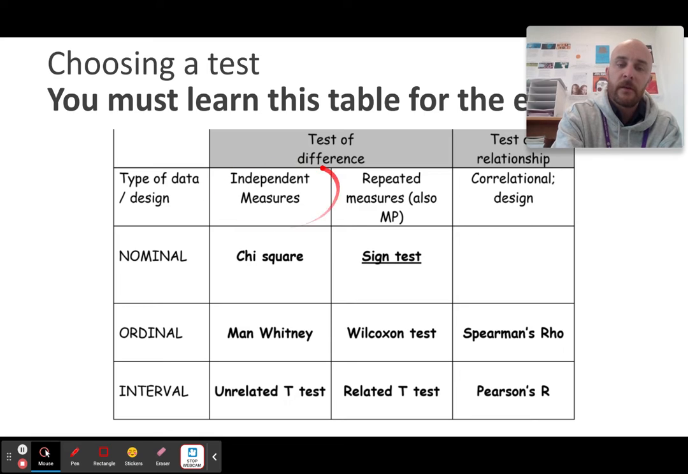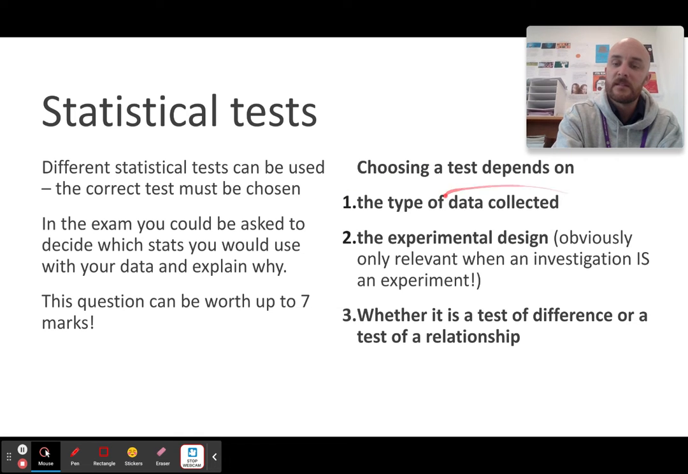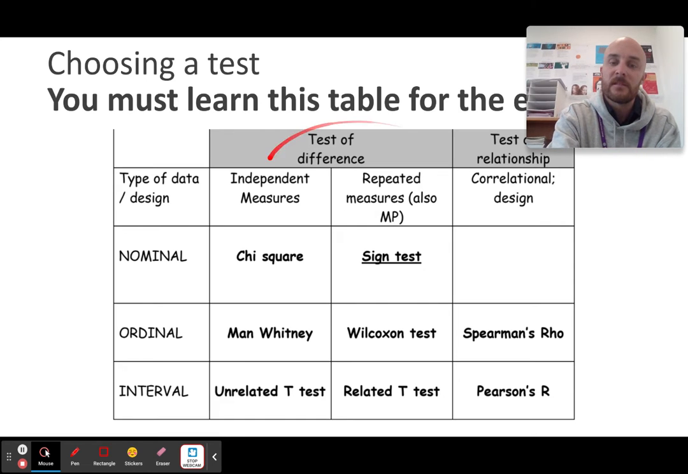Up the top, we've got independent measures and repeated measures, and these come under the umbrella of a test of difference, because remember, what did I say about test of difference? It's about experiment. Independent measures is done in experiments, and repeated measures is also done in experiments. So if you identify that it's independent measures or repeated measures, it's also a test of difference. And over the other side, you've got a correlation, and obviously this is a test of a relationship. And that is all 3 of those: we've got type of data, we've got experimental design, and we've got test of difference or relationship.